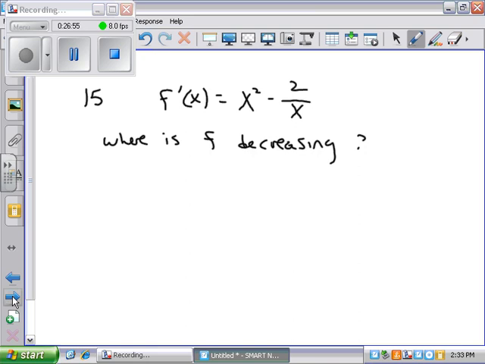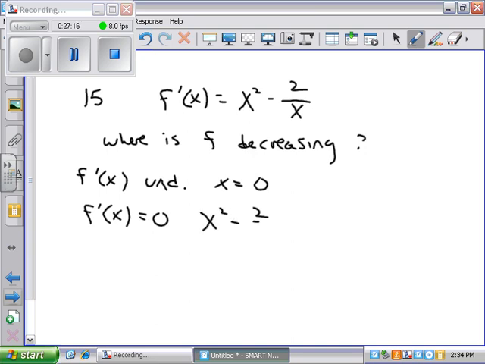Those are your critical points. When f prime of x is undefined, we actually have a place here where it's undefined, right? Yeah, at 0. So that's one place it could change sign. To see when it equals 0, you're going to have to combine them into one term. So if I want to know where x squared minus 2 over x equals 0, I could bring the 2 over x over and cross multiply, or I could get a common denominator of x.